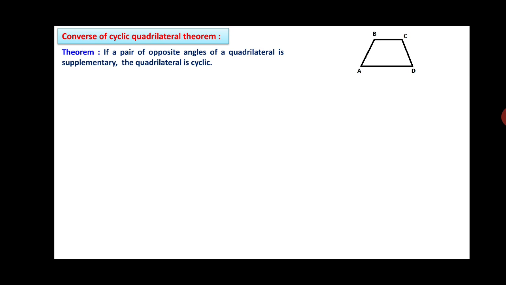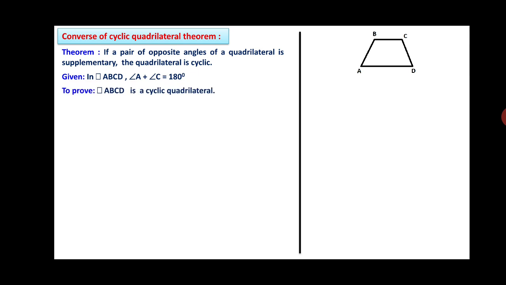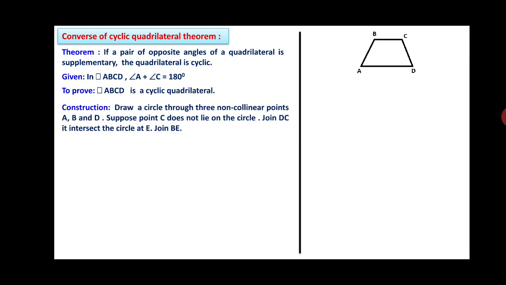So, this is the given quadrilateral. We will write: given quadrilateral ABCD, angle A plus angle C is 180. What you have to prove is that quadrilateral ABCD is a cyclic quadrilateral. We will do the construction. Draw a circle through three non-collinear points A, B and D. Suppose point C does not lie on the circle, join DC, it intersects the circle at E, join B.